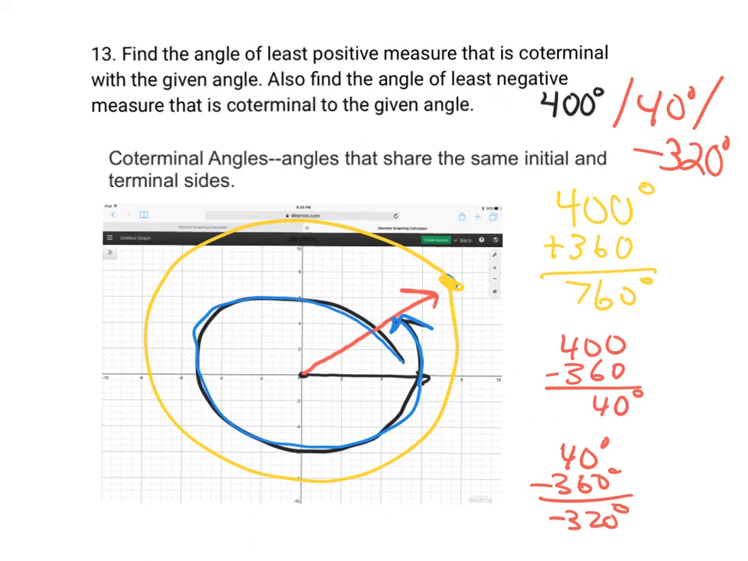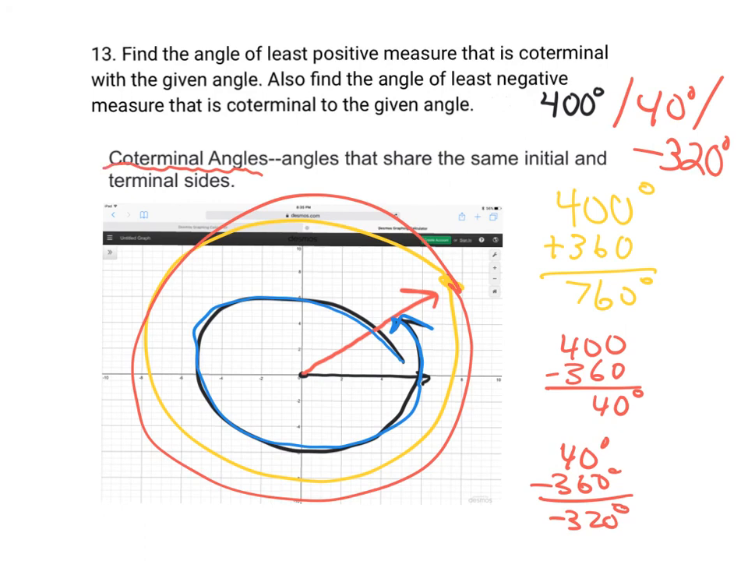So when we add 360, or alternately, if we subtract 360, we end up in the same spot. So to find a coterminal angle, you add or subtract integer multiples of 360.